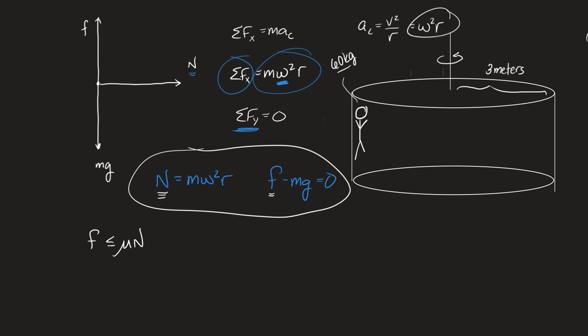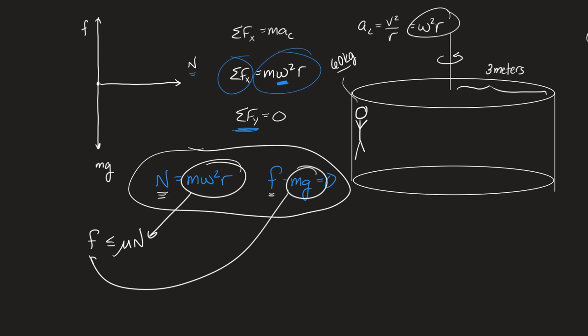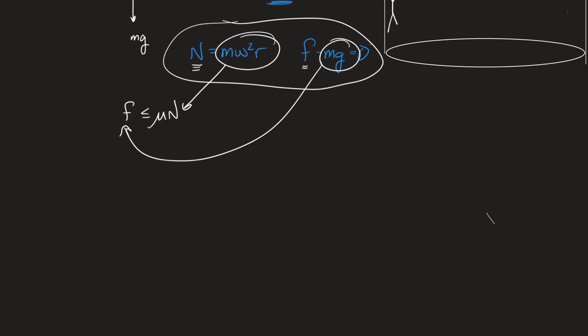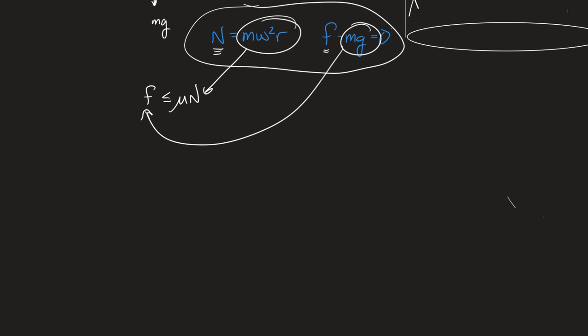So what do I do now? I gave you a hint. Whenever there's an inequality, substitute into the inequality. I have normal force. I have frictional force. I'm going to substitute into the inequality. So mg must be less than or equal to mu m omega squared r.